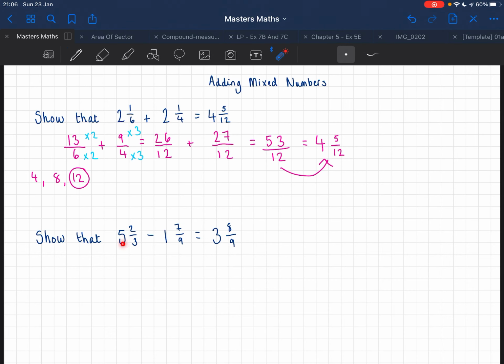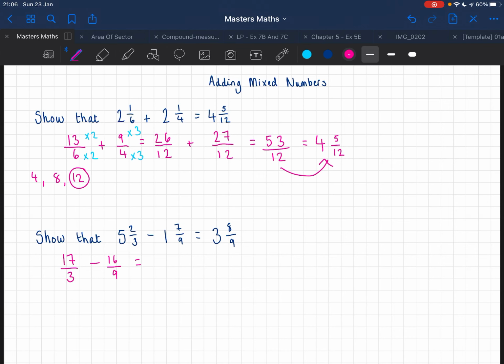To do that, I'm taking the whole number, multiplying it by the denominator. So 5 times 3 is 15, plus the numerator, 15 plus 2 is 17. So my new improper fraction is 17 over 3. And then I'm subtracting. We'll do the same again with this. So 1, the whole number, multiplied by the denominator, 1 times 9 is 9, and then add on the 7 is 16 over 9.